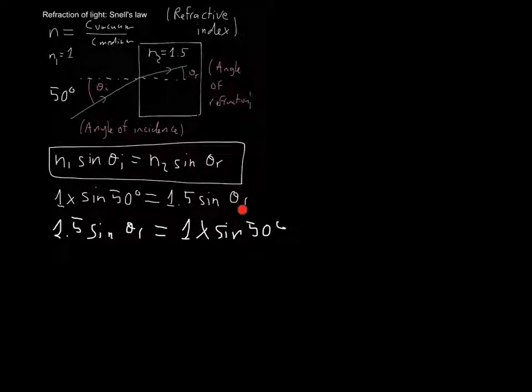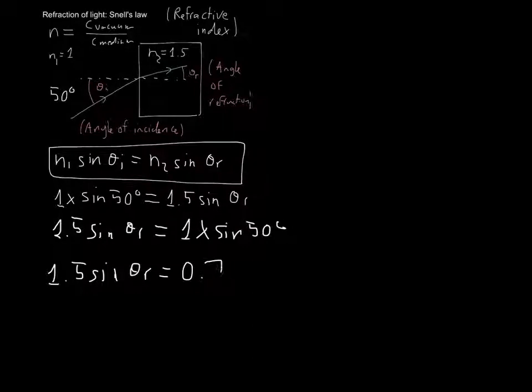Good. Now let's calculate this thing, which is just a number. Now sine of 50 equals 0.77, and 1 times 0.77, that's just 0.77. So we've got 1.5 times sine of theta r equals 0.77. Now remember, I want to get rid of this thing which is multiplying, so I need to divide both sides by 1.5. So let's just divide by 1.5 here, and then divide by 1.5 here, and then of course this will get crossed out.